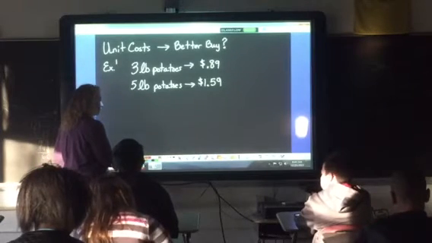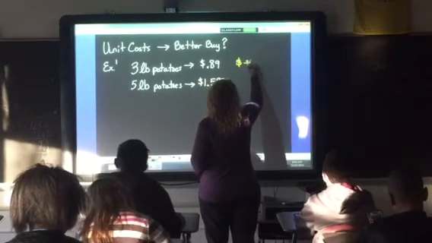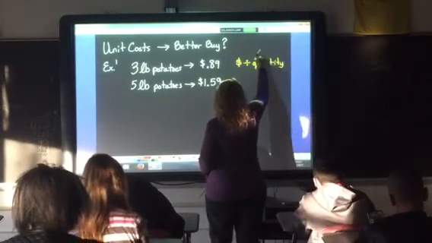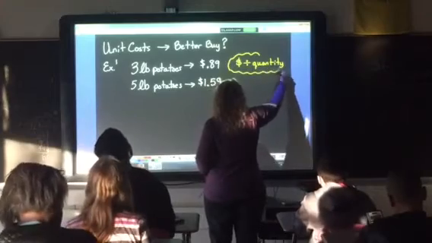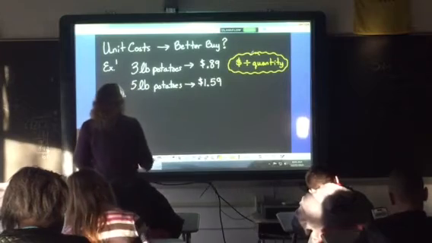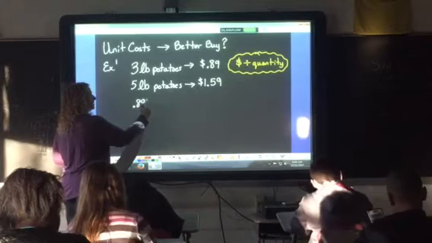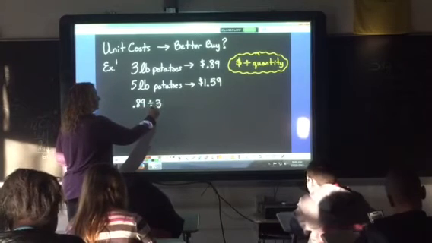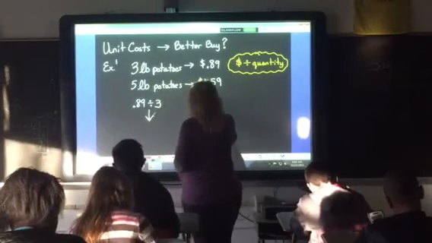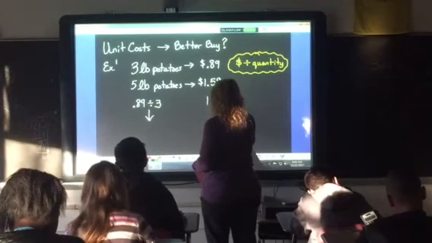So we want to figure out the unit cost by taking the cost divided by the quantity of each one. Okay, so write that down. When figuring out unit cost, we just take the cost divided by the quantity. All right, so we're gonna start off by taking the 89 cents divided by the 3. That's gonna give us our first. And then we're gonna take the $1.59 divided by the 5 pounds. And then that's gonna give us our unit cost.